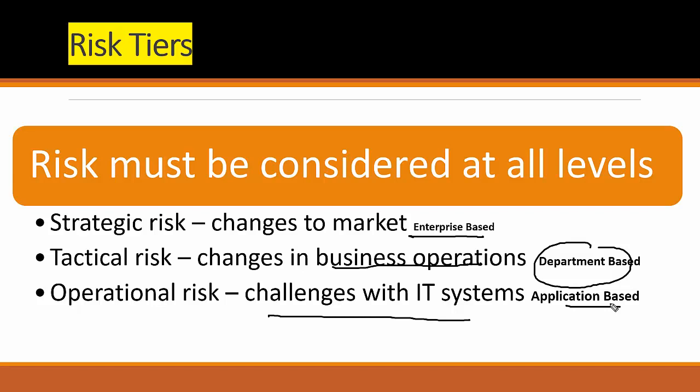Okay, because of COVID, things went to automation, things went from work from office to work from home. So it directly impacted the strategy. And a lot of businesses went bankrupt and all that. So that is basically a strategic risk, changes to the market. So according to that, we need to reevaluate things.